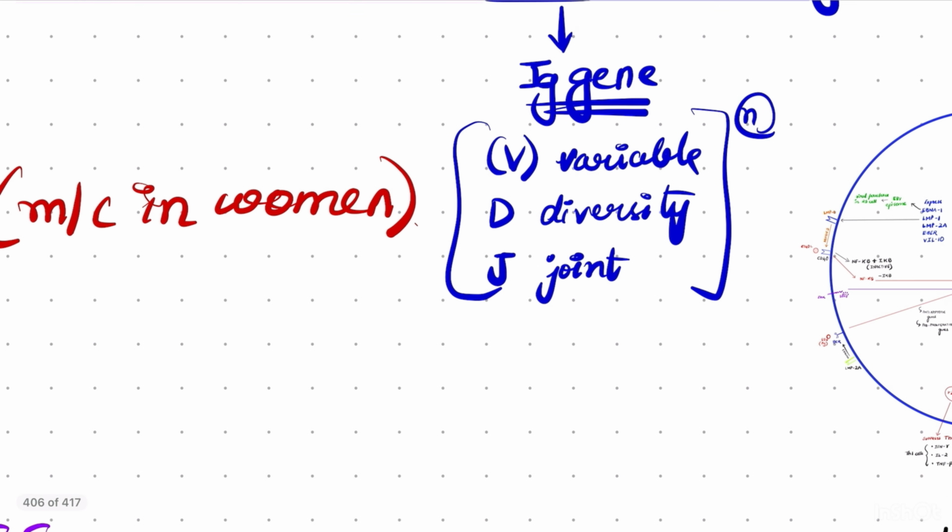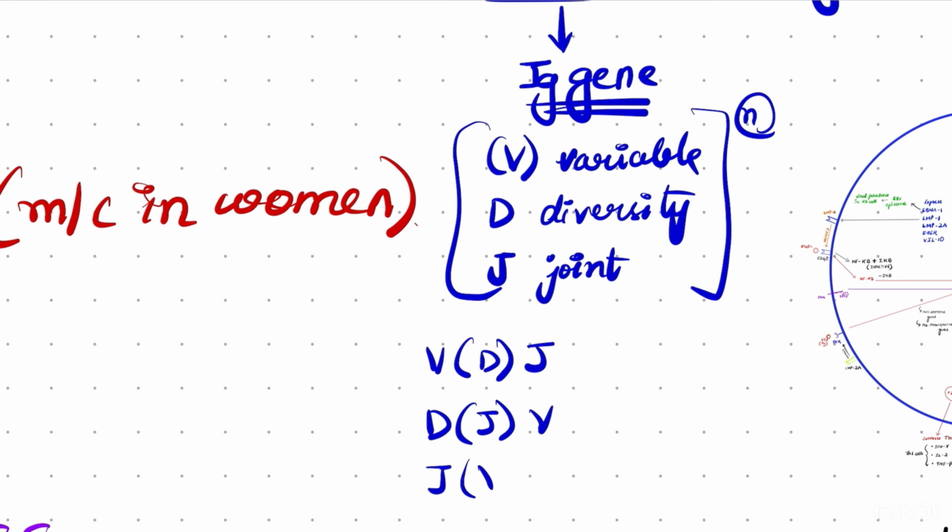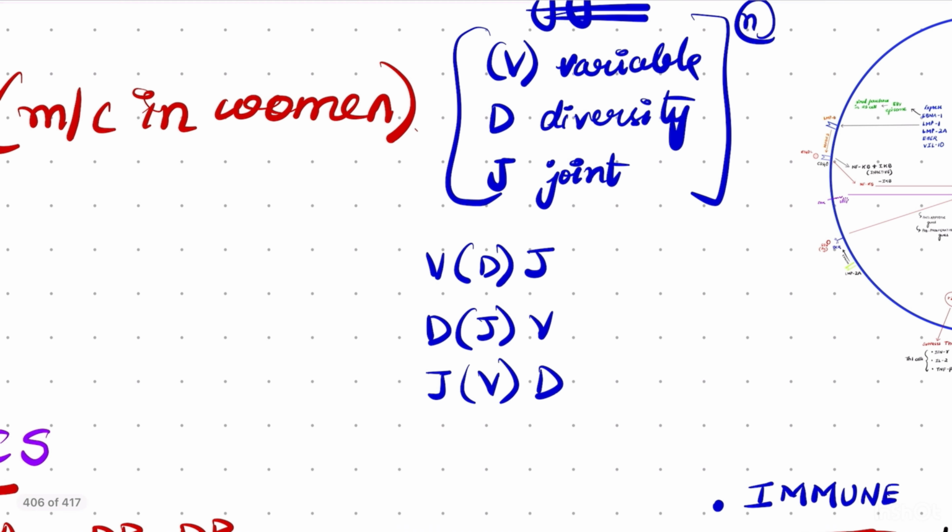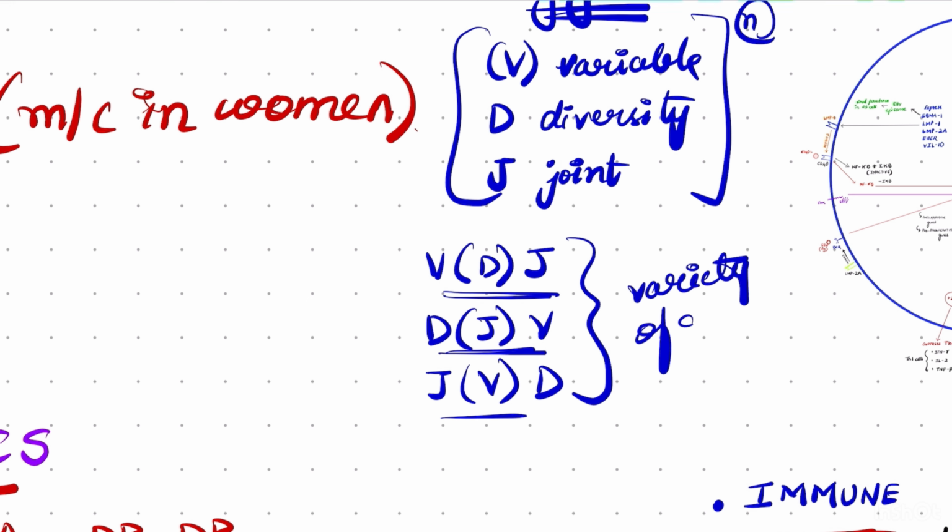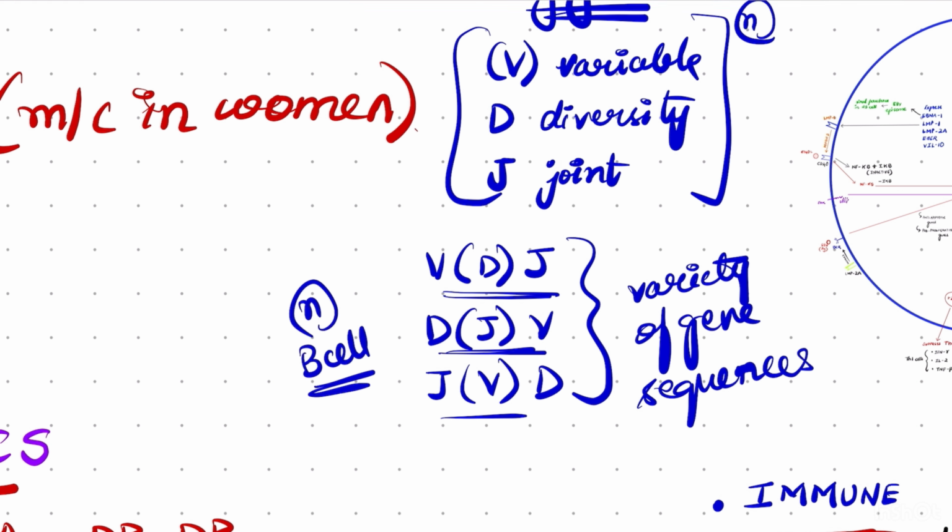One gene may contain the combination V, D, J. Another may contain D, J, V. Another may contain J, V, D. So these are a few recombinations. The normal gene contains a variety of gene sequences. A variety of gene sequences is present in the case of a normal B cell gene. This is called polyclonal. Polyclonality means it is a normal finding in B cells.